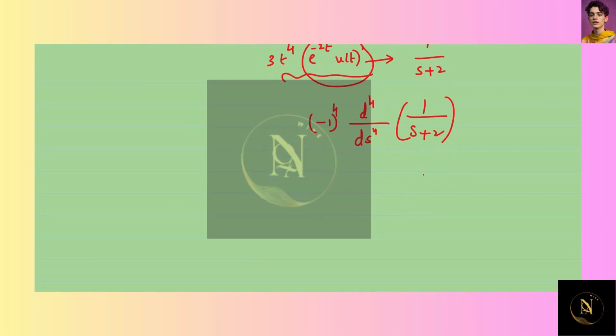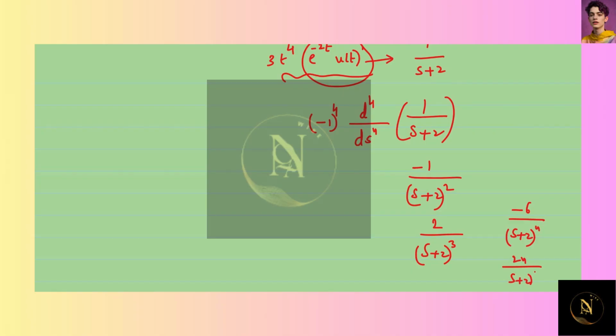It's very easy. What is the first derivative? It is minus 1 by s plus 2 whole square. What is the second derivative? It is 2 by s plus 2 whole cube. What is the third derivative? It is minus 6 by s plus 2 whole to the power of 4. What is the fourth derivative? It is 24 by s plus 2 whole to the power of 5.